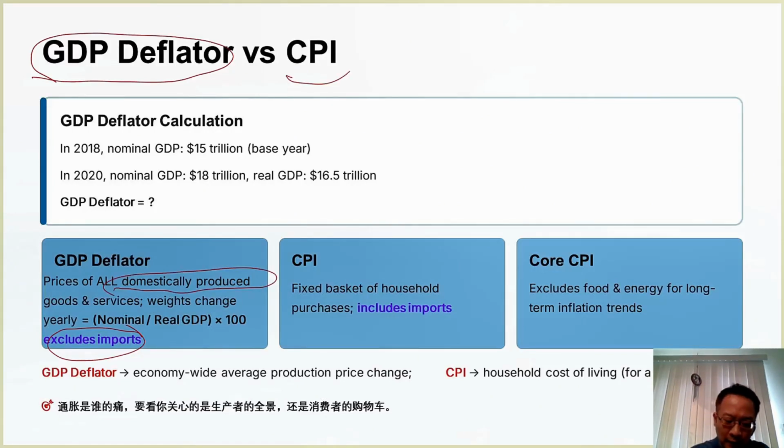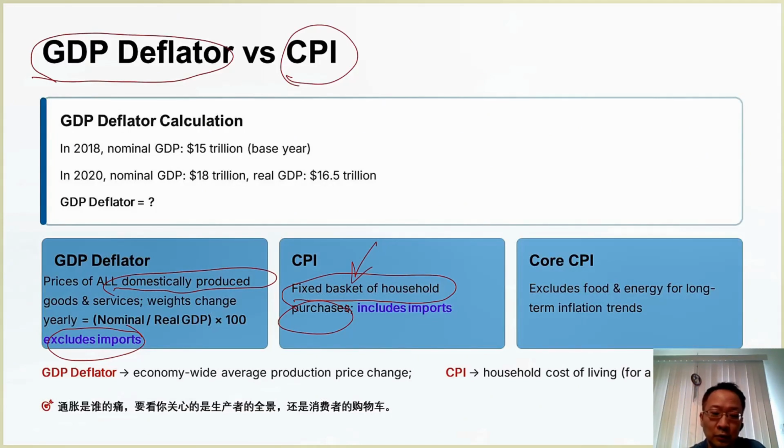All right, the CPI itself is a completely different concept. What is it? It's a fixed basket of household purchases. In other words, it's the prices of everything in the consumer's consumption basket. Of course, this basket is defined each year. For example, it includes a certain proportion of clothes, a certain proportion of shoes, toothpaste, and so on.